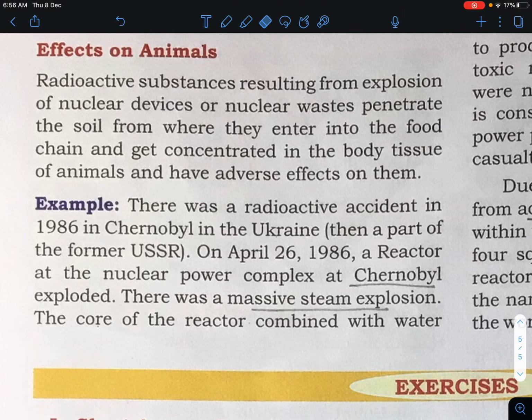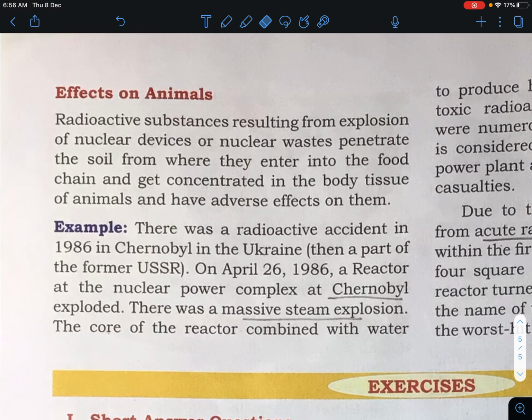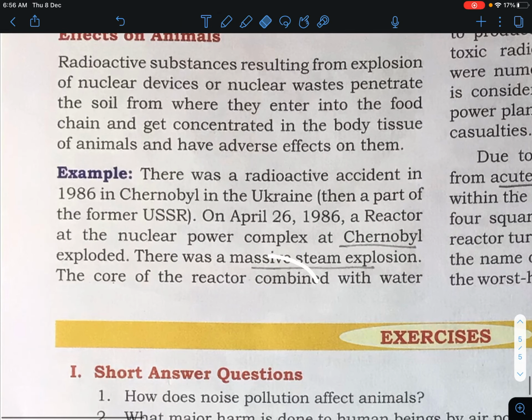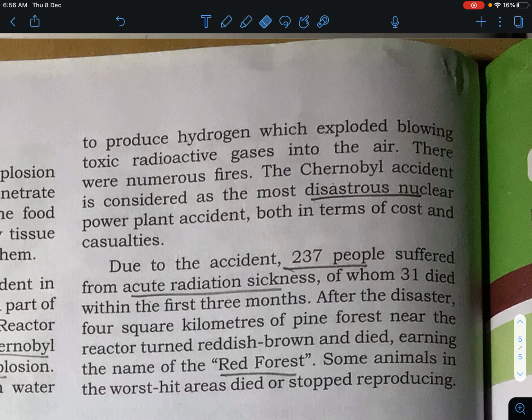The best example is the radioactive accident in 1986 at Chernobyl in Ukraine. On 26 April 1986, a reactor at the Chernobyl nuclear power plant exploded, and a massive steam explosion occurred. The core of the reactor combined with water is going to produce hydrogen. This hydrogen exploded, blowing toxic radioactive gases into the air, and there were numerous fires.